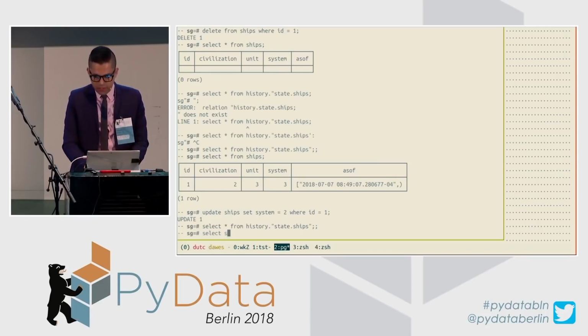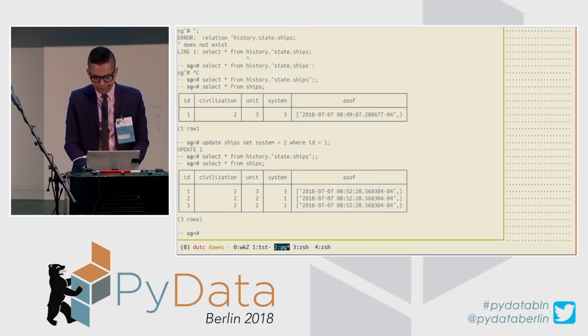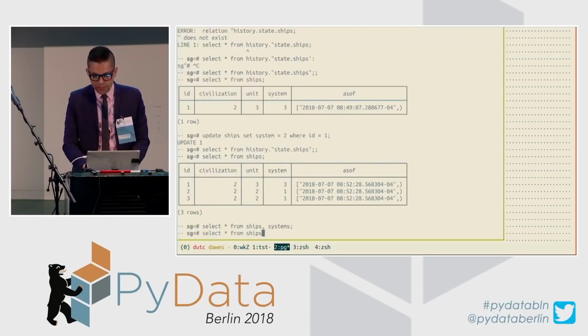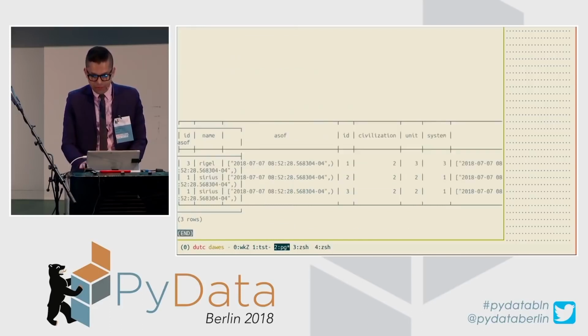What we might do is select star from the ships. And we might select it from the ships in the systems, so we can see every ship in every system. And we might do a join here. So I might select star from the systems, join the ships on the IDs being the same. So that's every ship in every system.